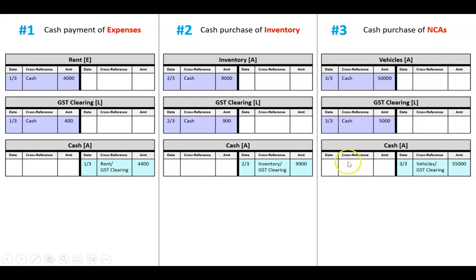So each time we're referencing two things, something and GST clearing. In this case, it was rent / GST clearing. In this case, it was inventory / GST clearing. And in this one, it was vehicles / GST clearing. So obviously, it could be any expense or asset that we have to buy, but the important thing is here, when it's a cash payment or a cash purchase, the debits and credits are going to be the same. It's just the names of the accounts and the amounts that are different.